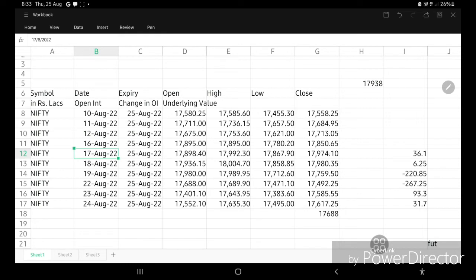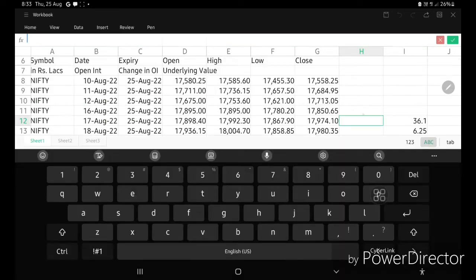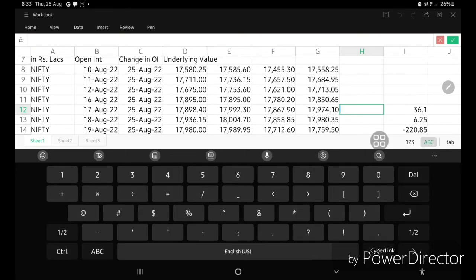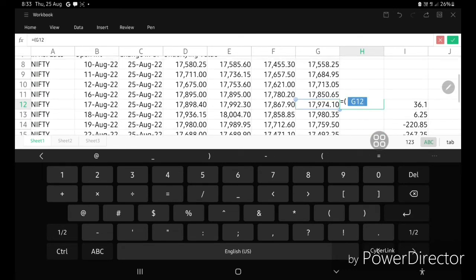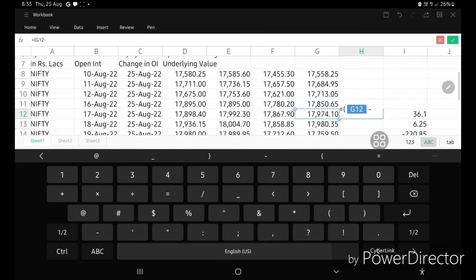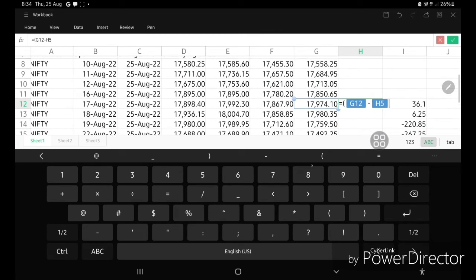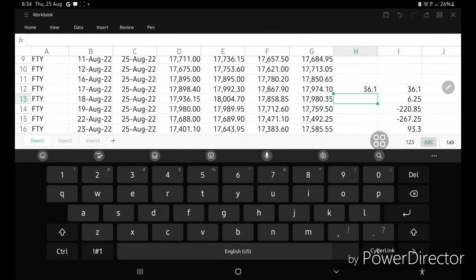So what you have to do is, this is the closing price, so equals to, edit. Is equal to, open the brackets, closing price, this was 17th's closing. Closing price minus buying price, and close the bracket, enter. So on 17th of the future I made 36 points.